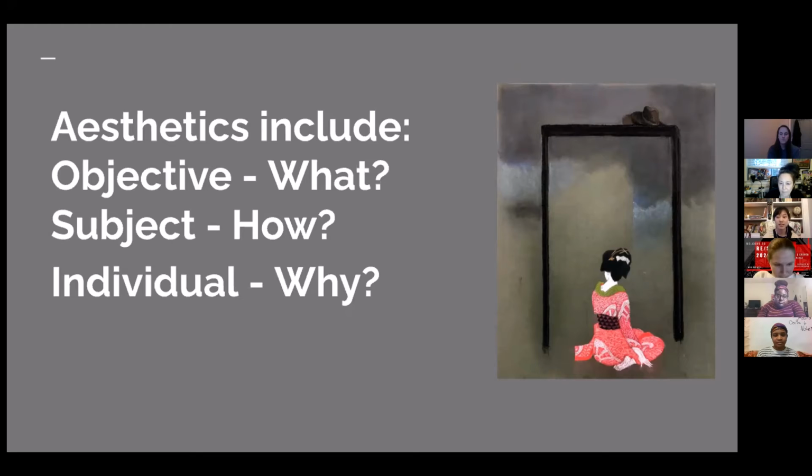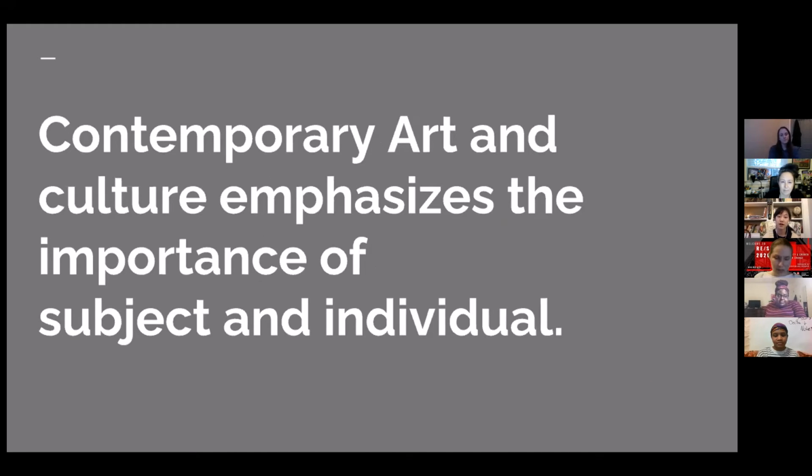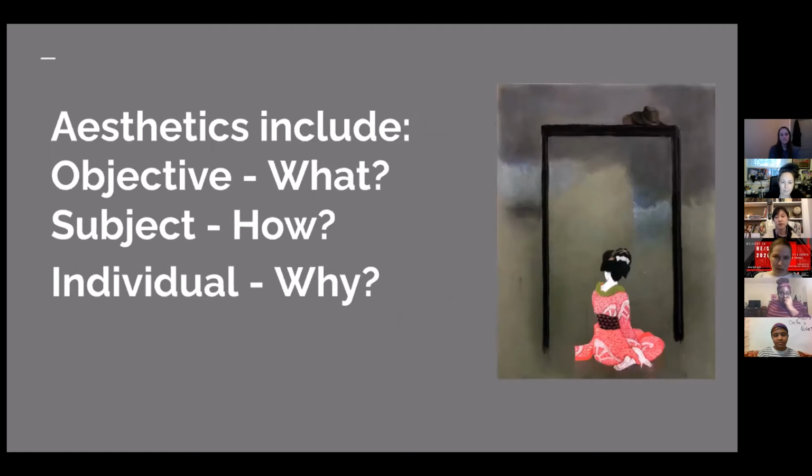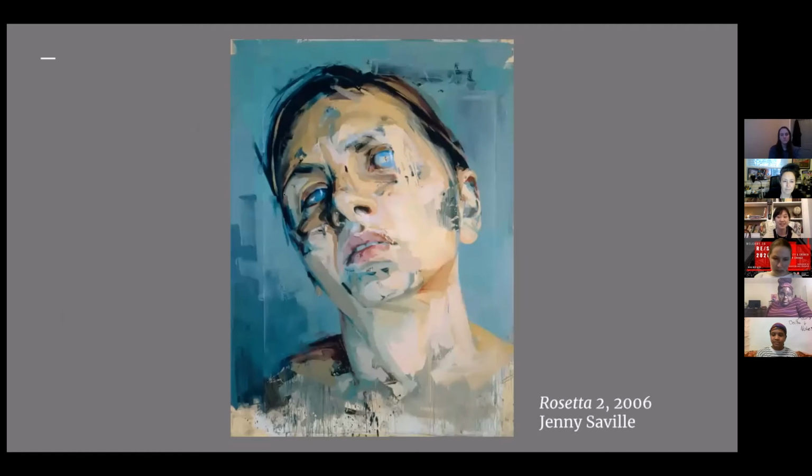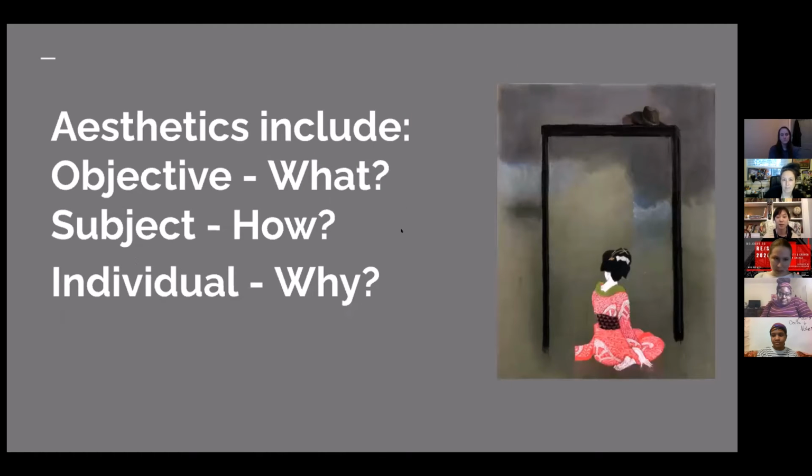The object is what we see in this picture, and the subject is how the painting is made. The individual is why we need to know why this painter painted it. So contemporary art and culture emphasize the importance of subject and individual, but most of us only look at what I see. The people who don't go into art are just looking at what they see. What I see is an ugly and bad painting, but they don't think about how it is painted and why it is painted.